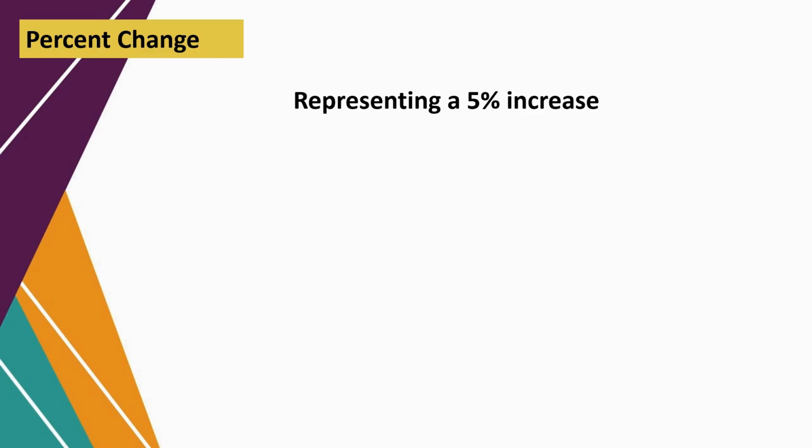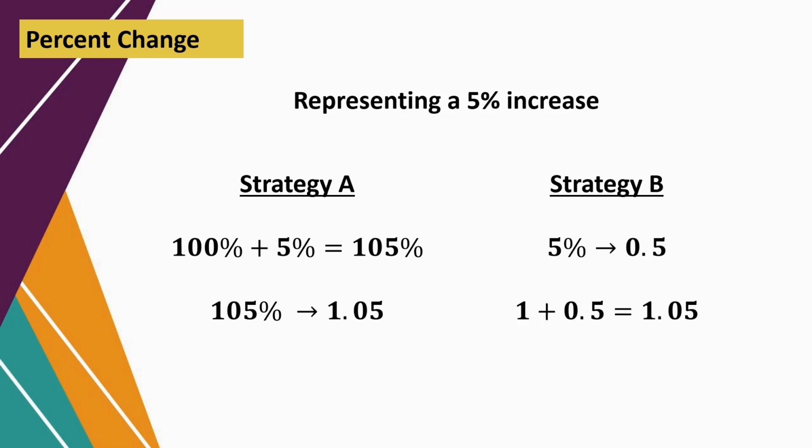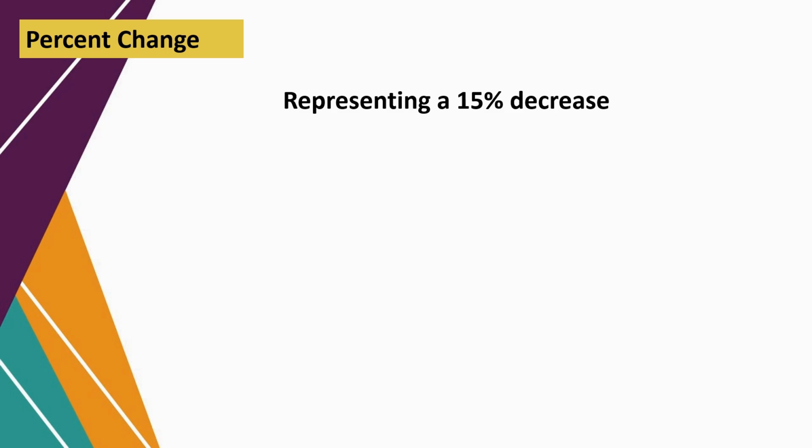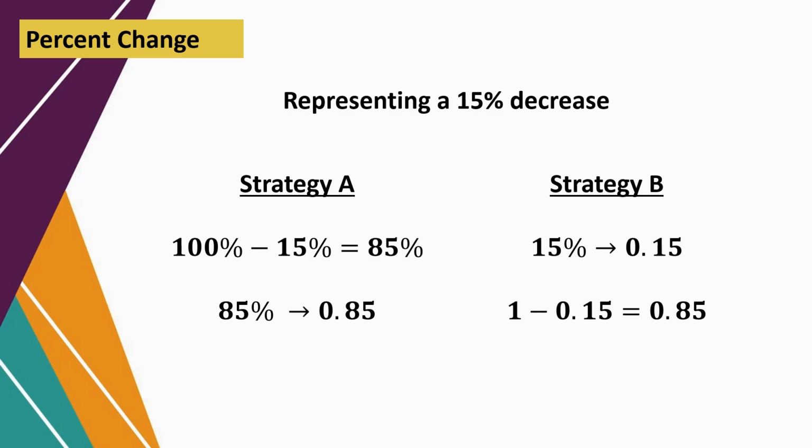Building on work in 7th grade, students examine different strategies for expressing a percent increase as a single factor. One strategy is to add percentages first and then write the percent in decimal form. A second strategy is to rewrite the percent change in decimal form and add to 1. For a percent decrease, you can begin by subtracting the percent decrease from 100. This gives the percent remaining. Then write the percent remaining in decimal form. Or the percent decrease can be written in decimal form and subtracted from 1.